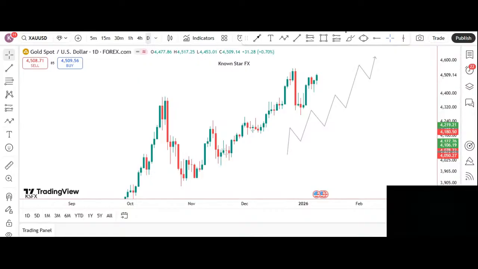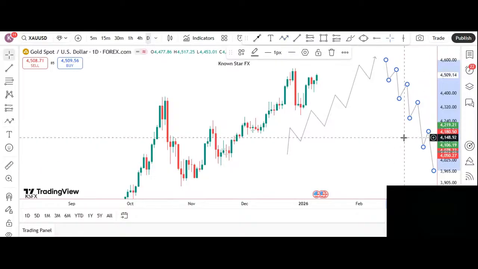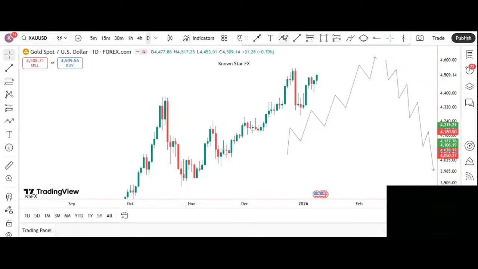And vice versa for a downtrend as well. When you see the market creating a series of lower highs and lower lows, that's a downtrend, right? So looking at these two market scenarios, we have three market scenarios basically.